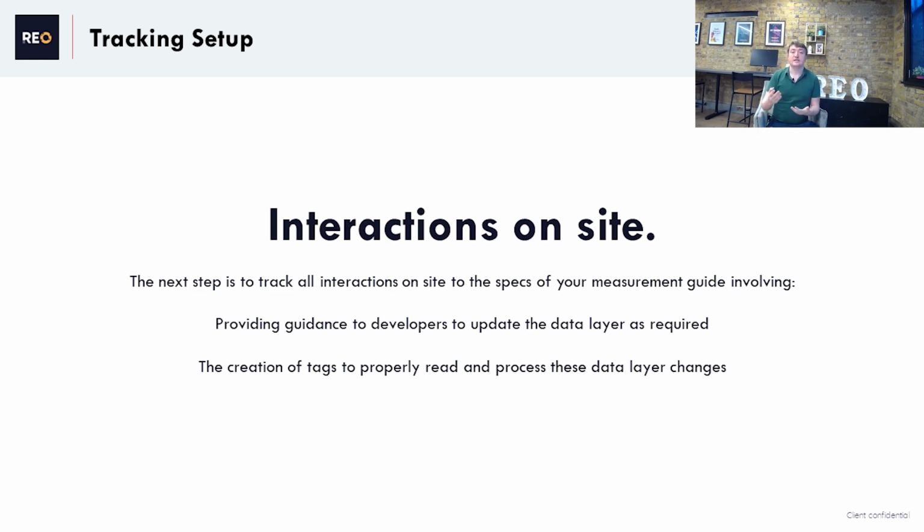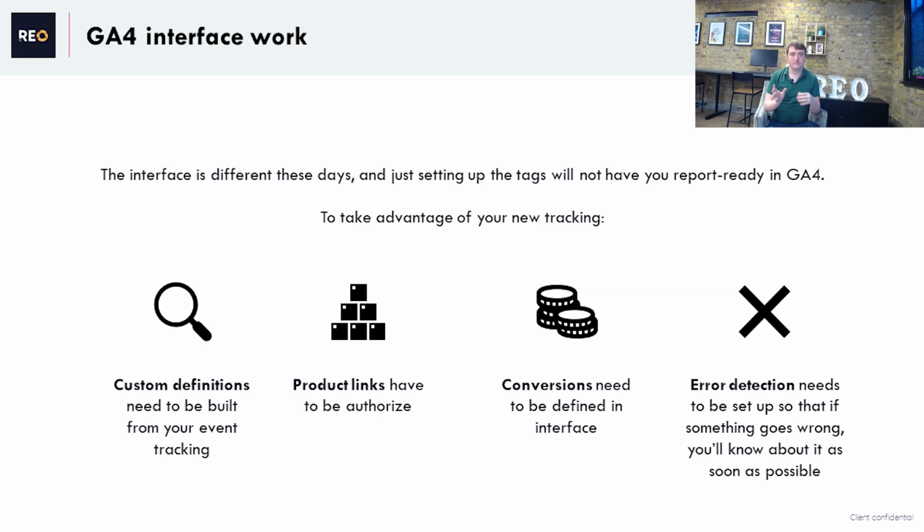Second half of this is actual work in the GA4 interface. With the change of the data model from UA to GA4, the steps you need to take to go from tracking is happening on site to we have reporting over here have been tweaked slightly. So we need to set up certain tracking parameters as custom definitions to make sure that we're pulling data through correctly and that it's available in all the different places you'll need it.